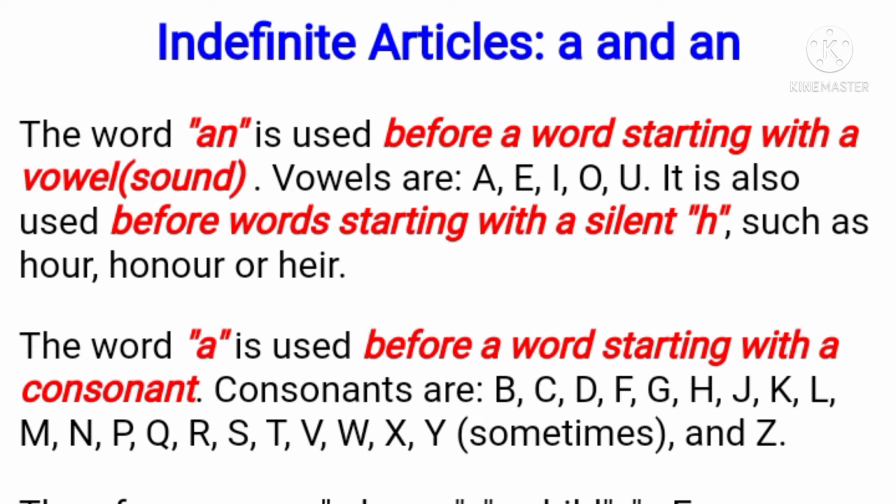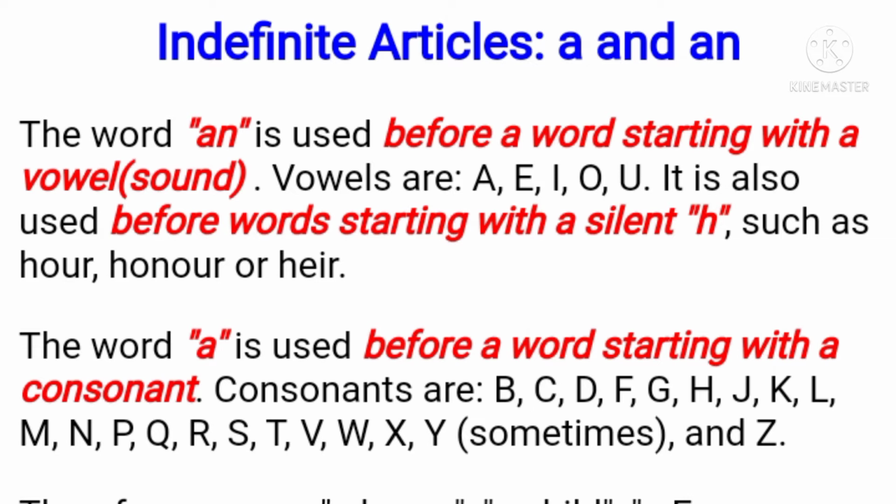But if you see an hour, why? Because the H is silent and gives us a vowel sound. Therefore it's important that we shouldn't look at the letter H, but at the sound, which is a vowel. Therefore we will use an: an hour, an honest person, an idea, an elephant, an umbrella, an egg. All these are said to be vowel sounds.